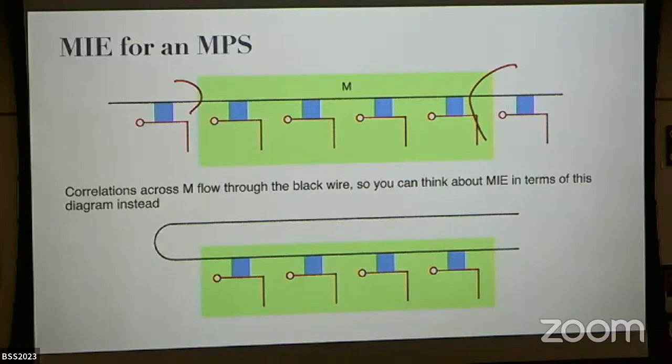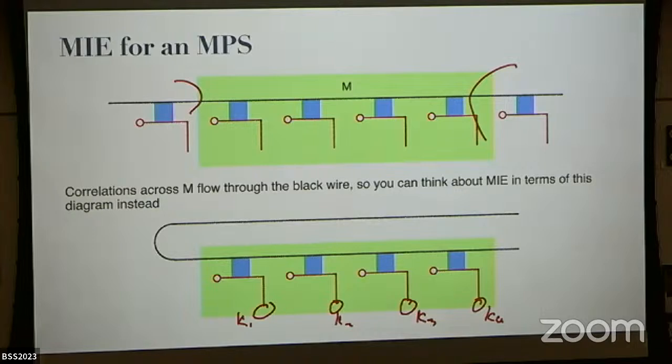If I wanted to generate correlations between these regions, they would have to flow through the thick bond space line. If I perform a measurement on the ancillas that corresponds to projecting each of these onto, let's say, state K1, K2, K3, K4, etc., corresponding to the measurement outcomes on that run of the experiment, then instead of thinking about measurement-induced entanglement, I can think about the spectrum of an iterated Kraus map, or the spectrum of a product of Kraus maps.